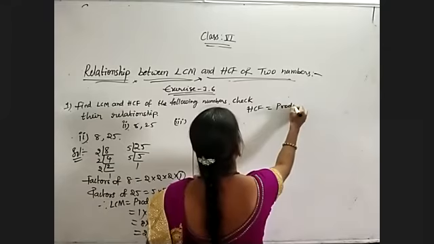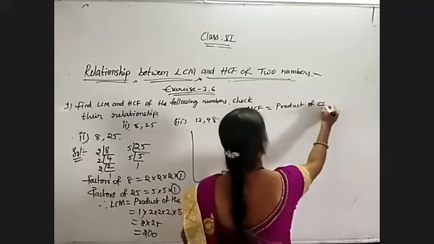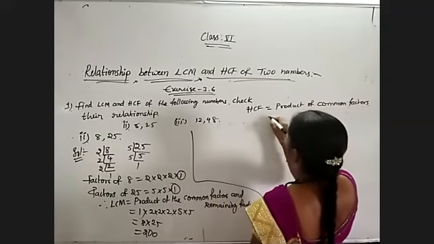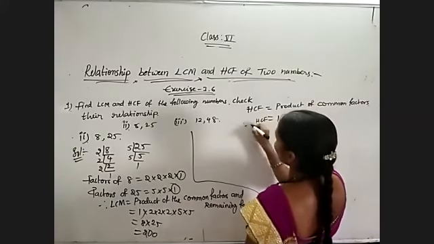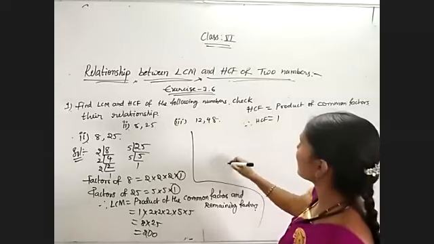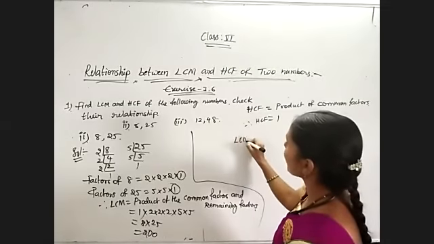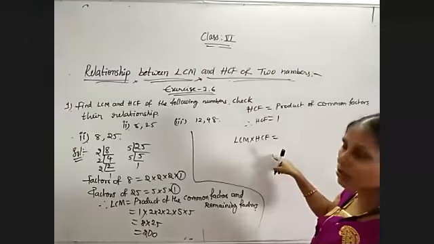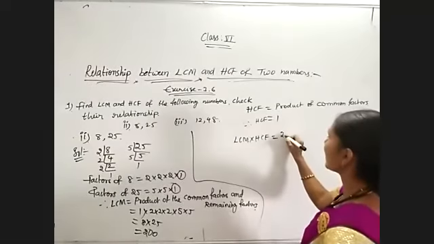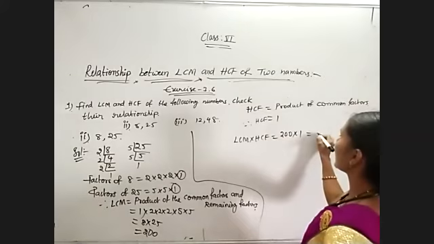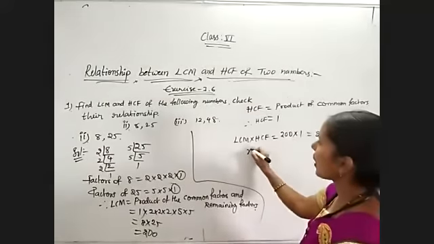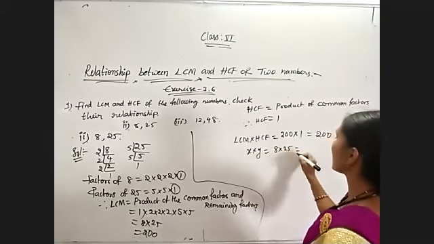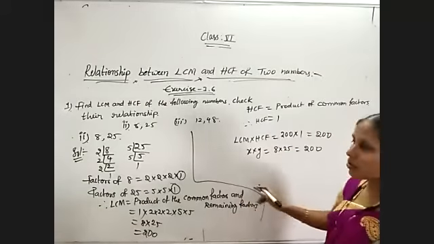Now the HCF of those two numbers is equal to the product of common factors. Here there is no common factor except 1. Therefore the HCF of those two numbers is equal to 1. Yes, and we have the relationship. Now for that, find LCM into HCF first. LCM into HCF is equal to, LCM is 200, HCF is 1, 200 ones are 200. And the product of the numbers X into Y is equal to 8 into 25, which is equal to 200. 25 8s are 200.